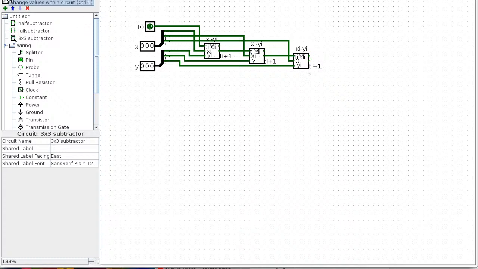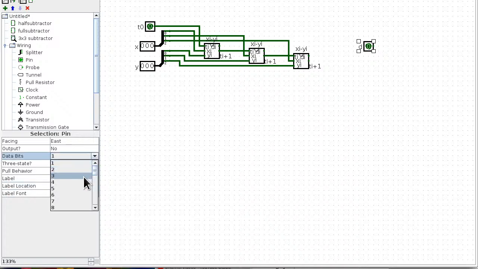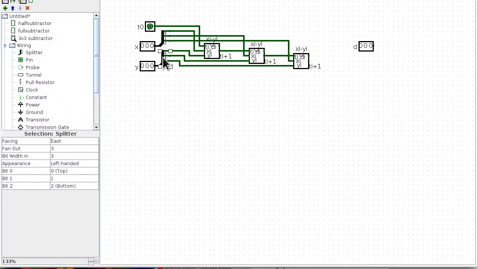So the DIs would go to an output pin which is simply labeled D for difference, but it's a 3-bit output pin, which means we need a merger, which is the reverse of a splitter. So we just have to change the facing, so it's now facing west. Now, when you flip something like this, it's also important to notice which end is bit 0 and which end is bit 2, because we don't want a mirror image on those bits.